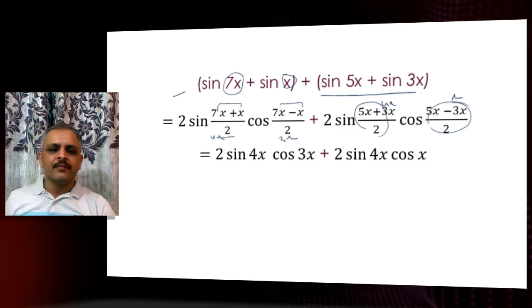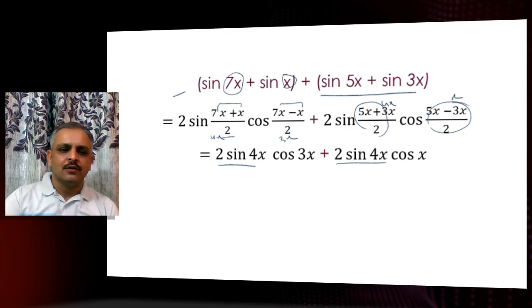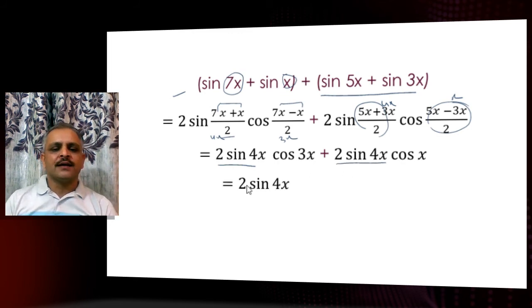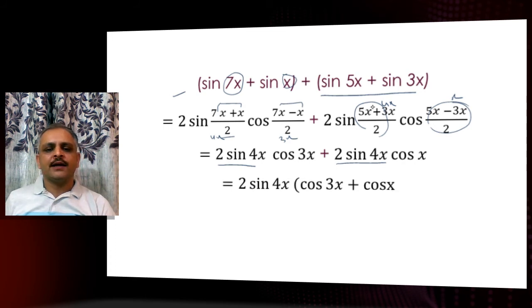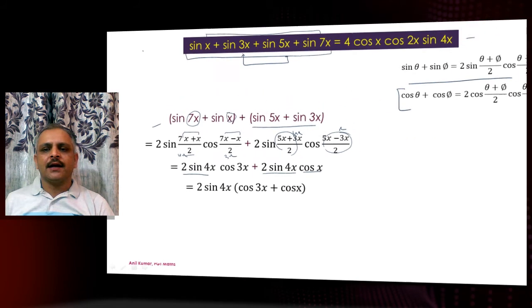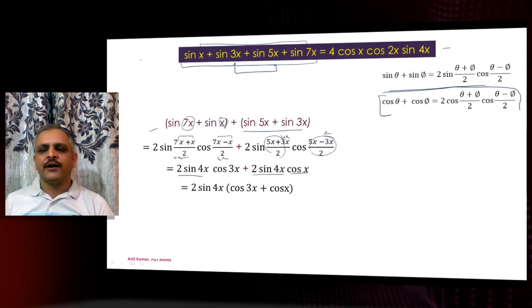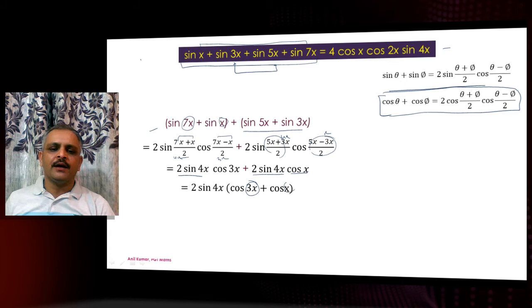Now I can take common 2 sine 4x from both the terms. So let's take it common. 2 sine 4x I have taken common, and it will become cos 3x plus cos x. Now I'll apply the second identity, that cos theta plus cos phi is equal to 2 cos of (theta plus phi) by 2 and cos of (theta minus phi) by 2.